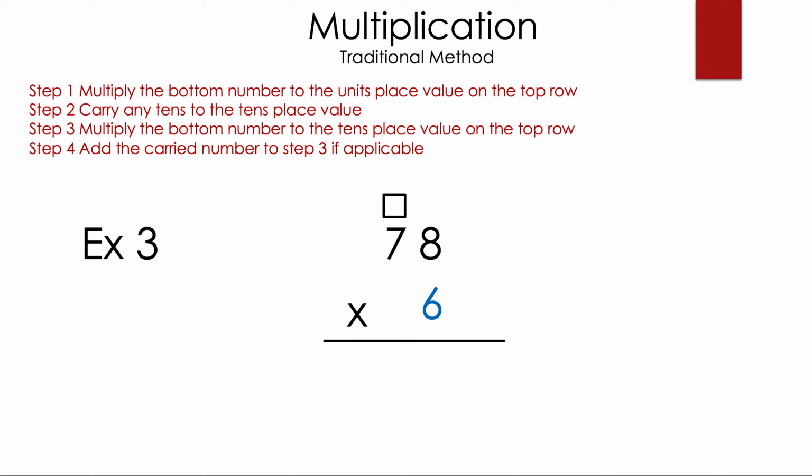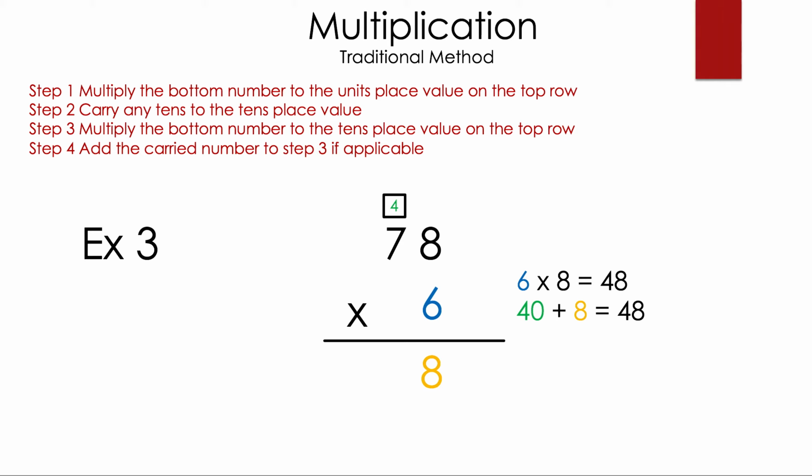Let's take a look at example 3, 78 times 6. So we're going to highlight the 6. Now we're going to multiply it by the units place value, which is 8, and we get 48. Now I'm going to rearrange it to get 40 plus 8. So now I know that I have 4 tens. And I'm going to bring down the 8. So we carry the 4, bring down the 8 as said.